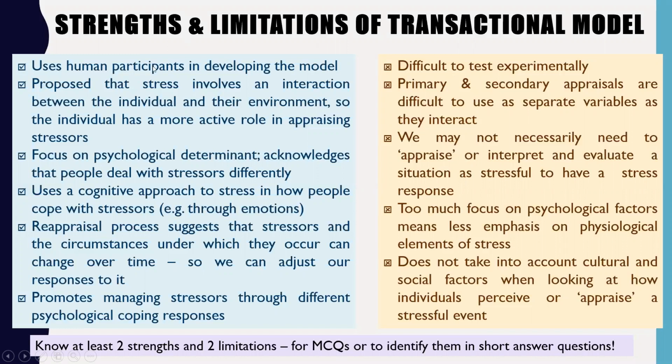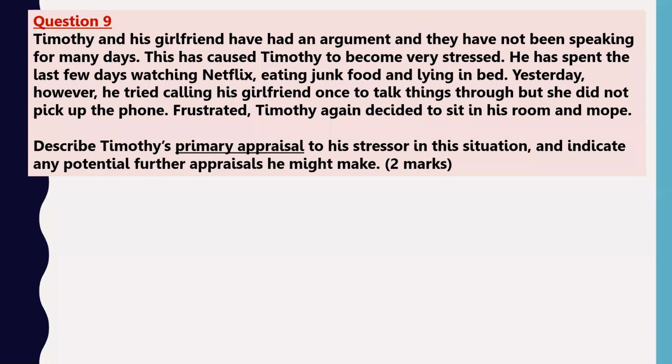the way that humans experience stress is different from the way that a rabbit or a mouse or a monkey would experience stress, okay? We have different kinds of psychological processes behind experiencing stress compared to animals. So using human participants in developing this model was something good that Lazarus and Folkman actually did. Okay, so be able to explain why that is a strength or why that is a limitation.